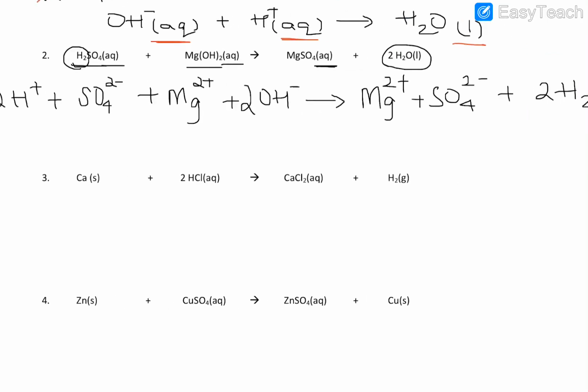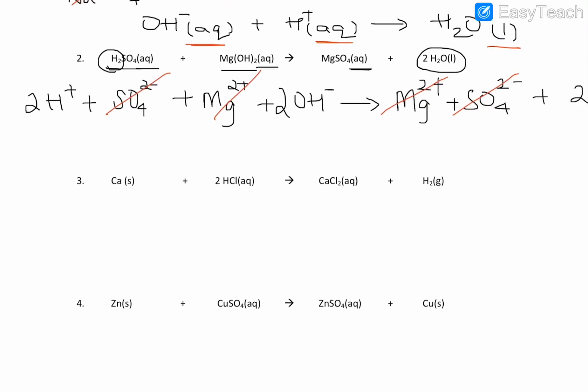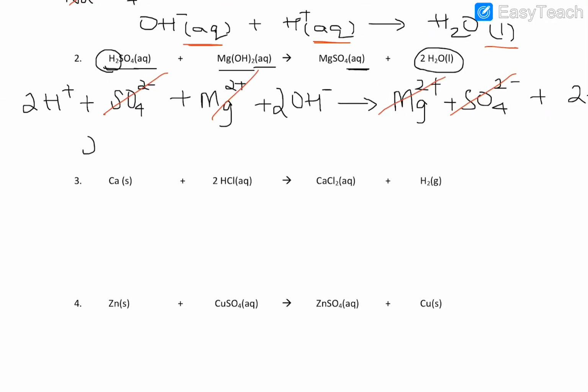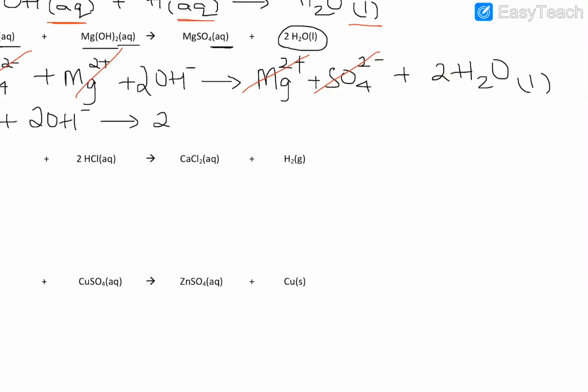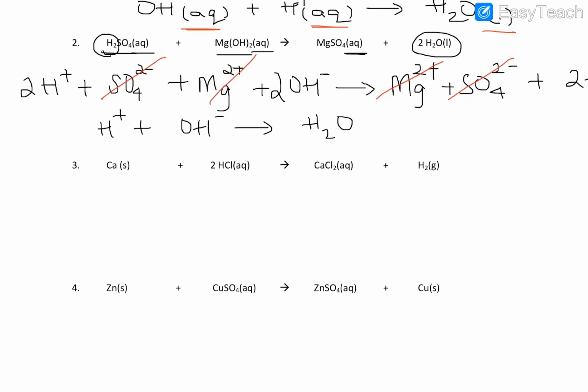It's the liquid state. So things that are similar, you have the H plus, you have the SO4 2 minus, Mg2 plus, and we are left with 2H plus, 2OH minus, giving 2H2O. Now you can see here there's 2, 2, and 2. Because we have 2 everywhere, we can just remove the 2. So as you can see, this is the ionic equation.